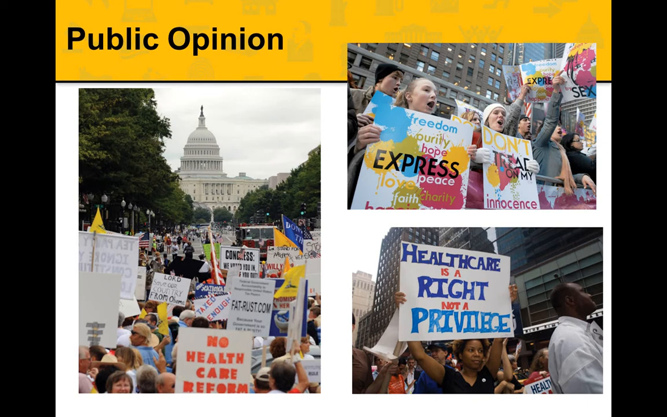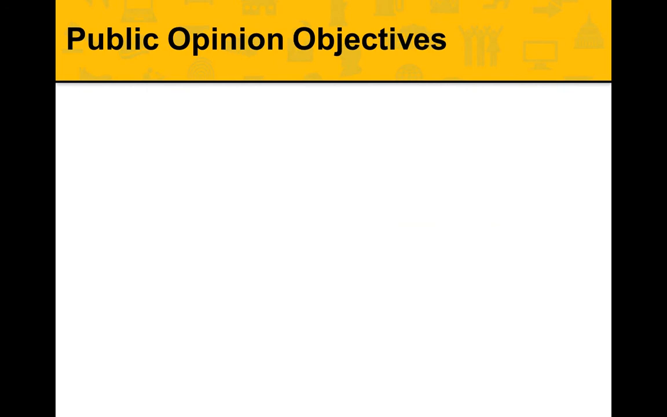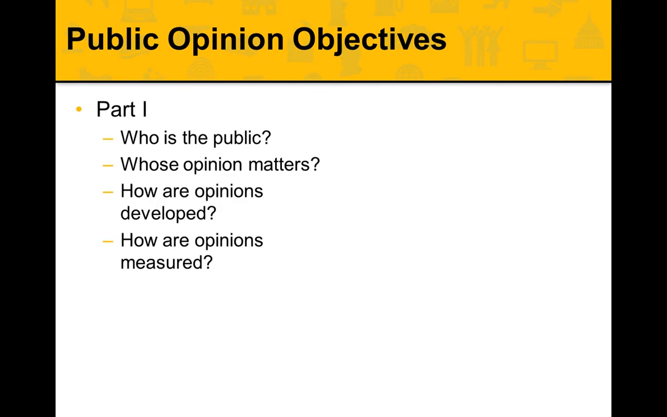Okay, so let's look at the objectives. We're going to have 2 different parts. Part 1 is we'll talk about who exactly the public is and whose opinion really matters. How do we get these opinions that we have, and how do we measure opinion?